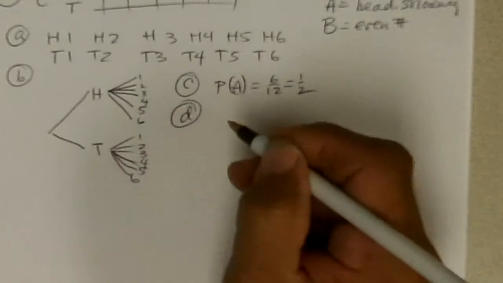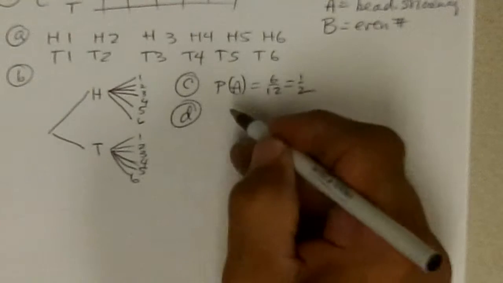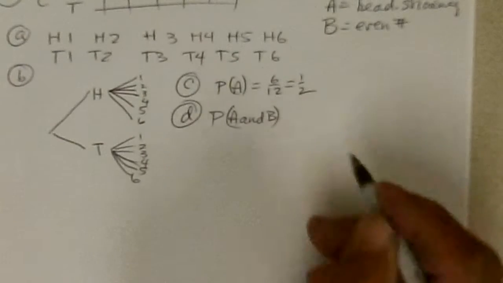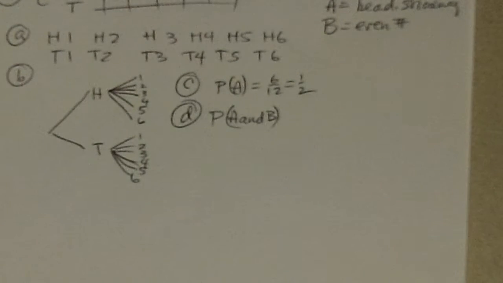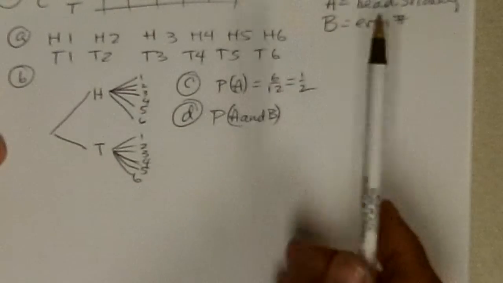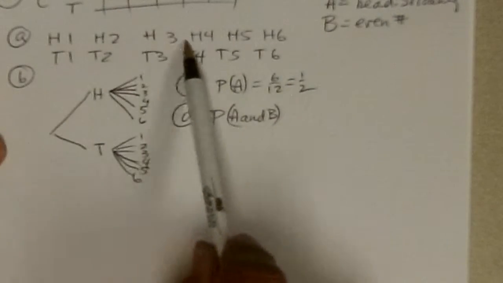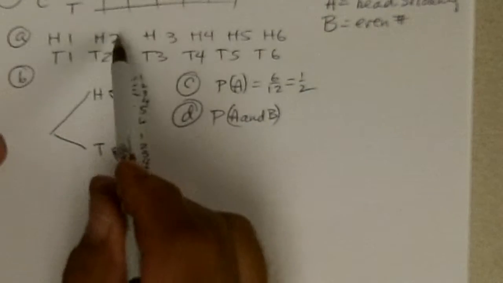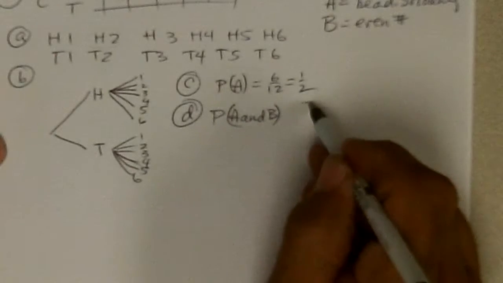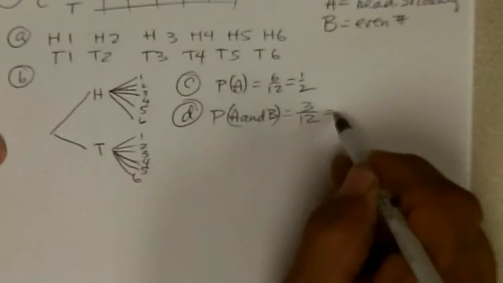D. What's the probability of A and B? So that's, and is one box, not 3. It's the only one that has both A and B. Every time you see and, you might say both A and B. So it has to have a head, and it has to be even, which is just those 3 out of 12, which is 1/4.